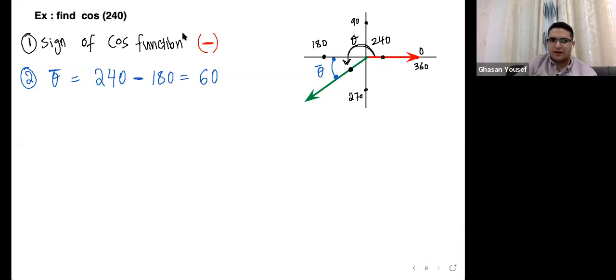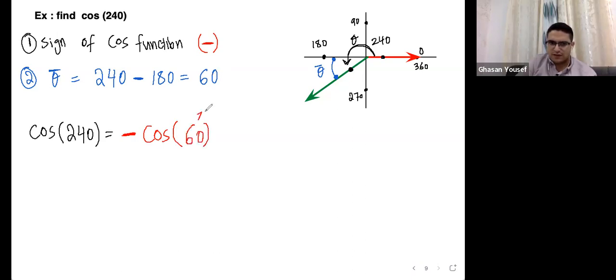So you can rewrite the question as cosine of 240. This is equal to, first of all, you have to put the minus. Don't forget the minus or the sign. It depends, it's minus or positive, whatever it is. And you have to rewrite the cosine as cosine. Now inside here, you have to put the reference angle, 60. This is the reference angle. This is the sign.